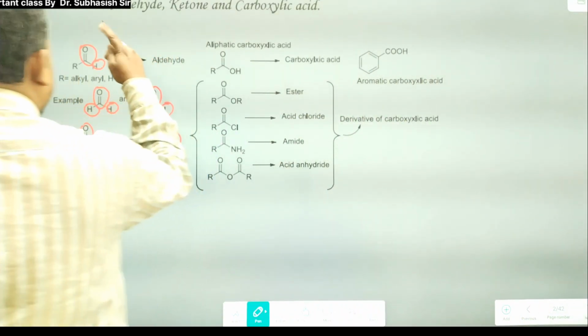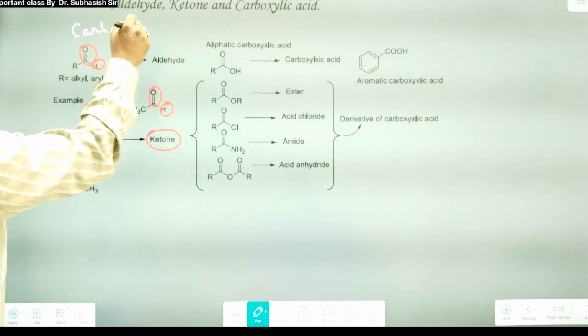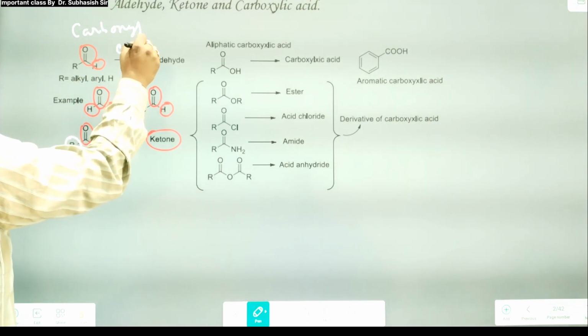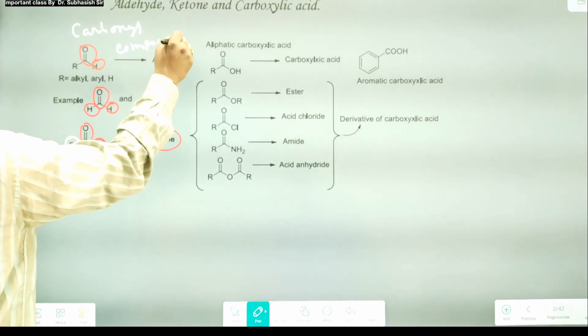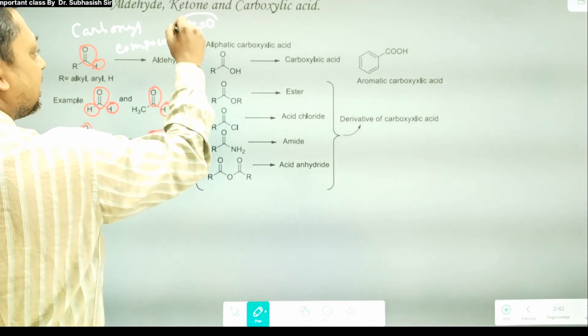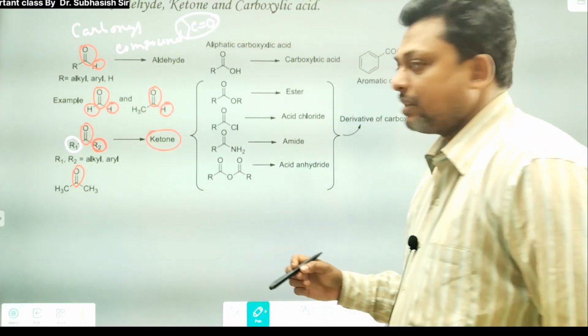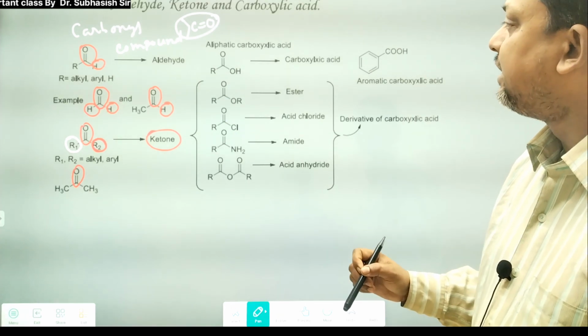Both these aldehydes and ketones are called carbonyl compounds, which have this carbonyl group common. Now next let us come to carboxylic acid.